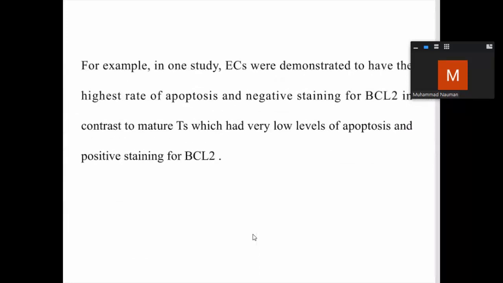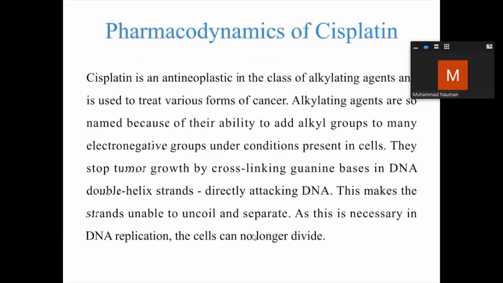Now, the cisplatin, pharmacodynamics. Cisplatin is an anti-neoplastic in the class of alkylating agents and is used to treat various forms of cancer. Alkylating agents are so named because of their ability to add an alkyl group to many electronegative groups under conditions present in cells. They stop tumor growth by cross-linking guanine bases in the DNA double helix strands, directly attacking the DNA, and this makes the strands unable to uncoil and separate. This uncoiling and separation is necessary for replication. When there is no uncoiling and separation, the cell can no longer divide, so there is an arrest of cellular growth.